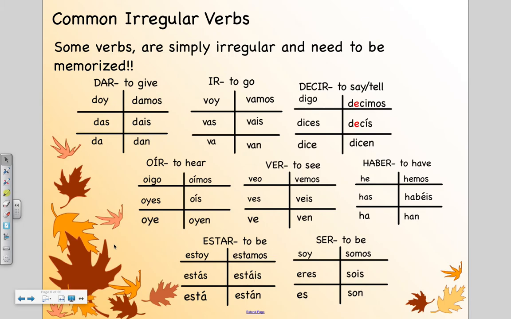Remember with haber, the H is silent, so don't say it. Therefore, the forms of haber are pronounced he, has, ha, hemos, habéis, han. You actually have seen haber in level 3 when you did perfect tenses. And that's where we're going to see haber again. Watch out for those habers. And the last two, ser and estar, together forever, irregular, and annoying. You should know the forms of these. Make certain you do. And we'll be reviewing the uses of ser and estar very soon, but not today.